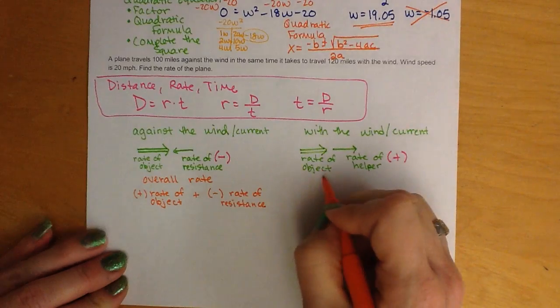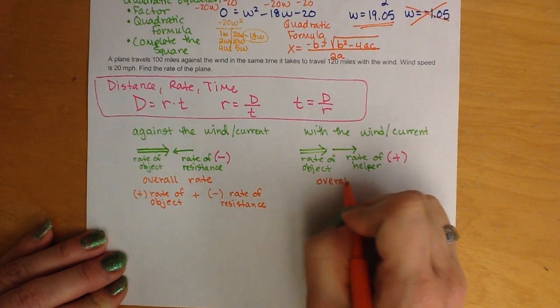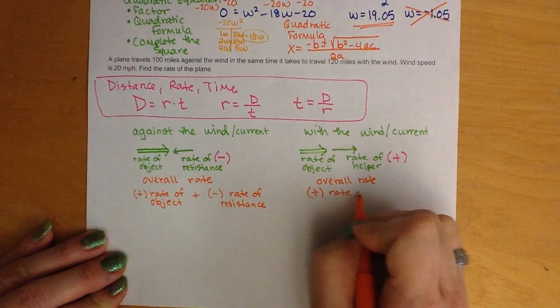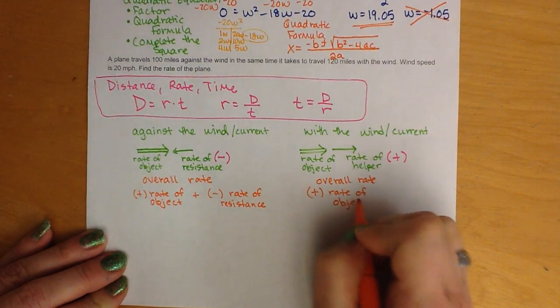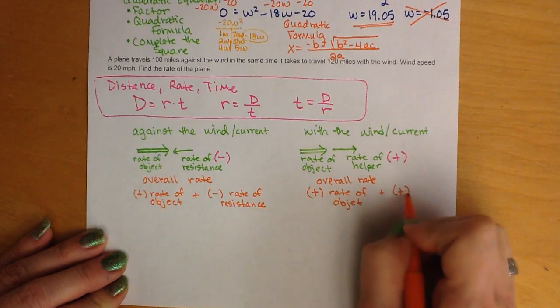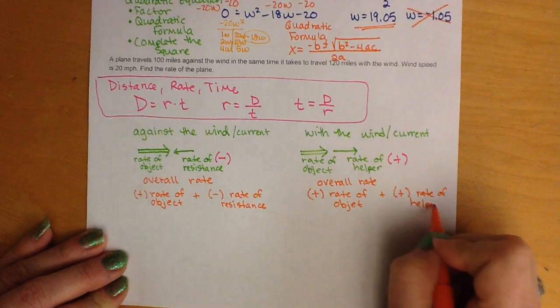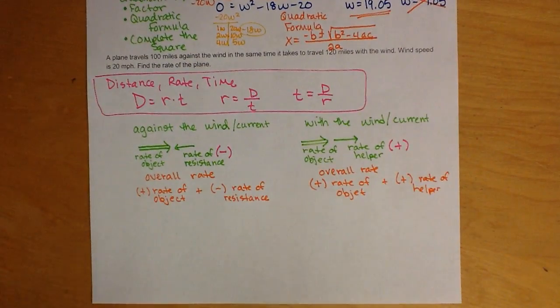When we are going with the wind or the current, our overall rate is going to be the positive rate of the object plus the positive rate of the helper. Okay, so that's your general setup.